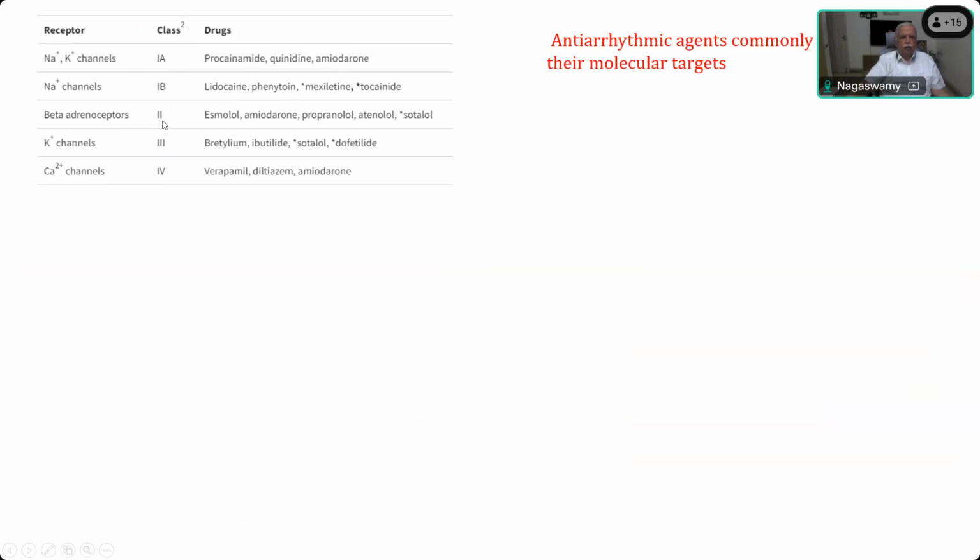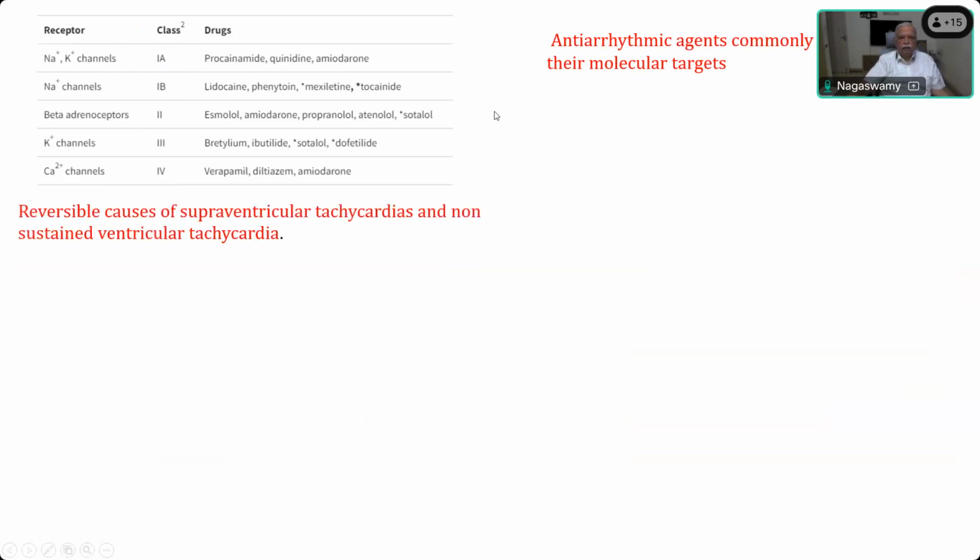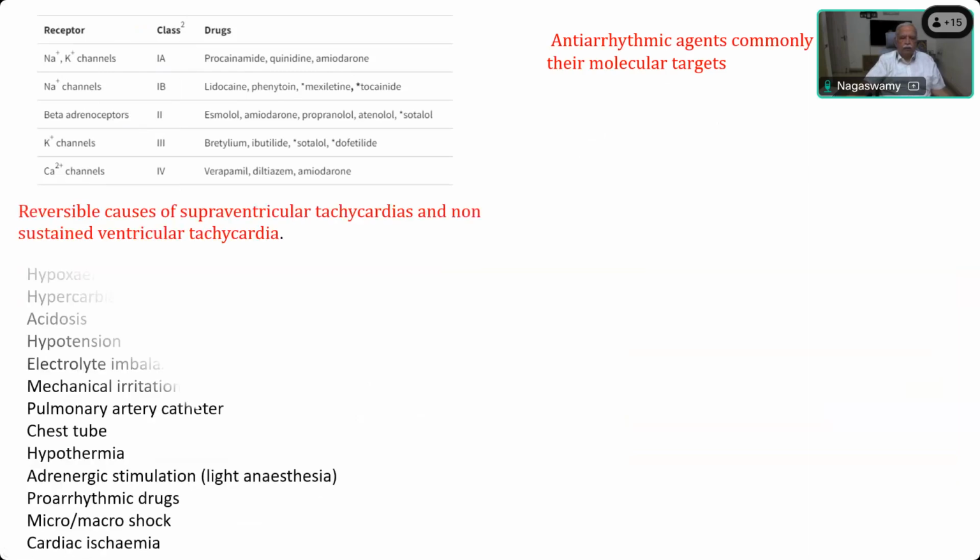And class 2 drugs are beta adrenoreceptor blockers. Class 3 drugs act on the potassium channels, and class 4 drugs act on the calcium channels. So they mainly act on the ion channels, and that is how their action is there. So the reversible causes of supraventricular tachycardia and non-sustained ventricular tachycardia are of course very common things, hypoxia, hyperthermia, etc.